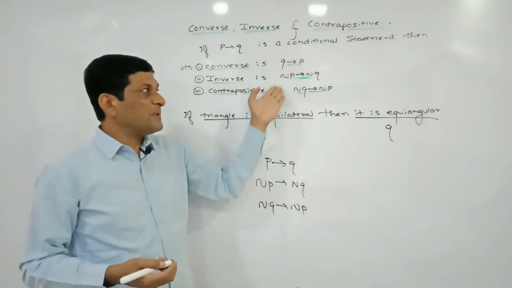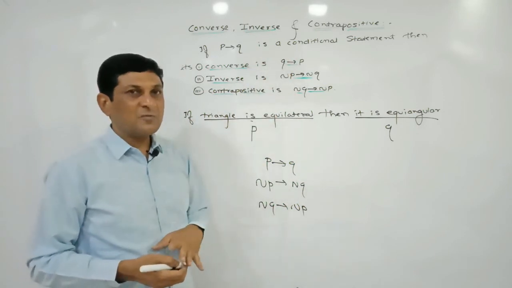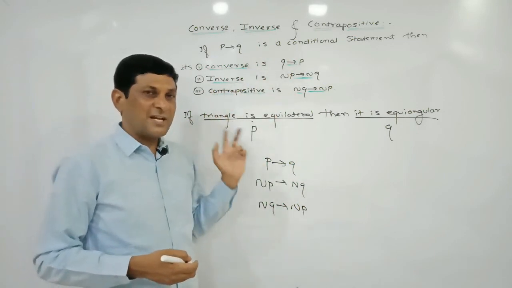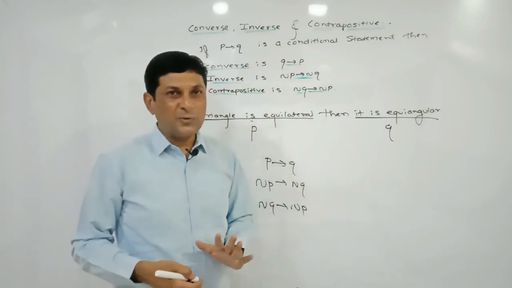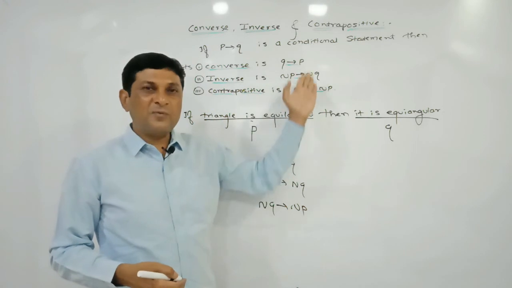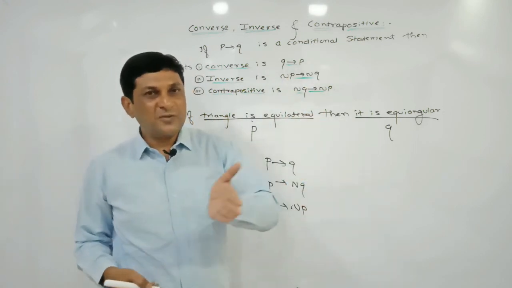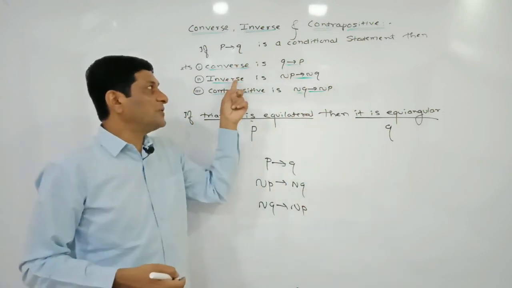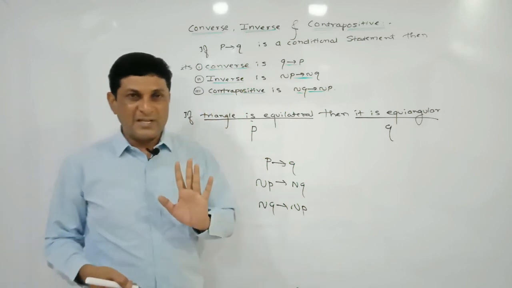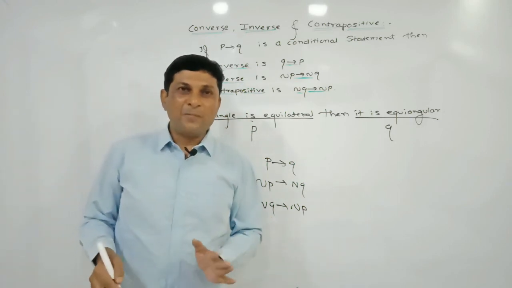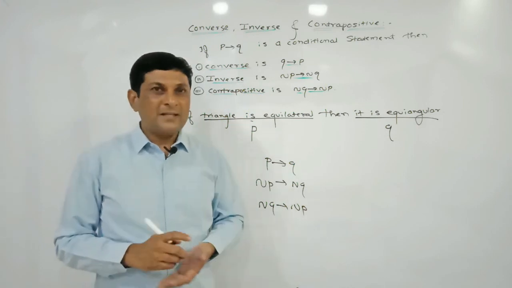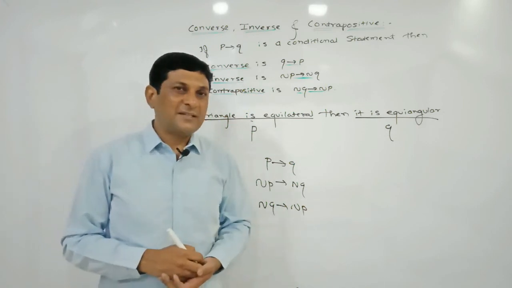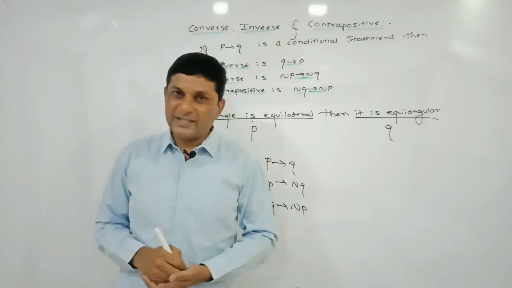Simply you have to remember this symbolic representation while finding the converse, inverse and contrapositive. From the given statement you will get P and Q, and just convert this symbolic representation into verbal form to find the converse, inverse and contrapositive. In this way we have completed the theoretical part essential for the next exercise. In the next video we will start the examples from the next exercise.